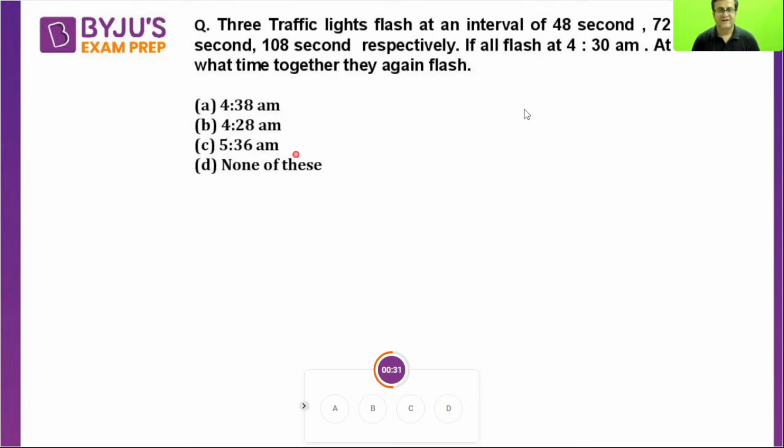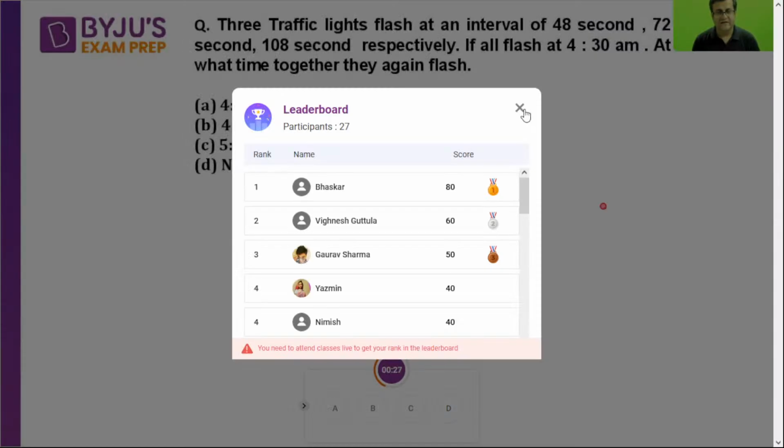Three traffic lights, 48 seconds, 72, 108. All flash at 4:30. At what time again? No, option C is not right. None of these will be the right answer. So understand, you will have to find the LCM of the time intervals.